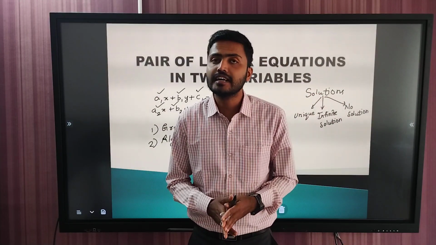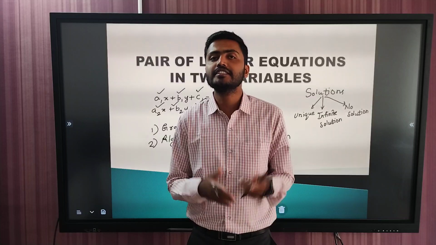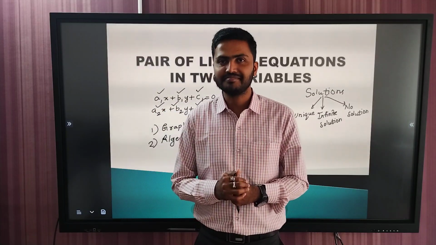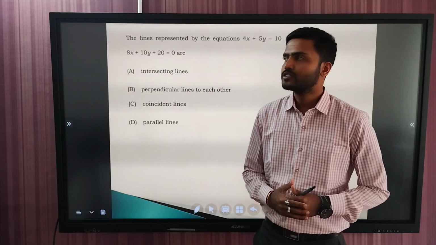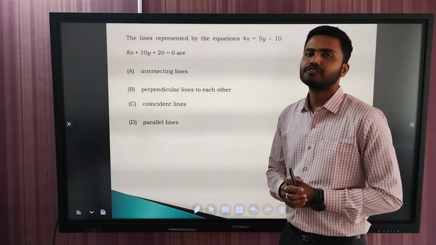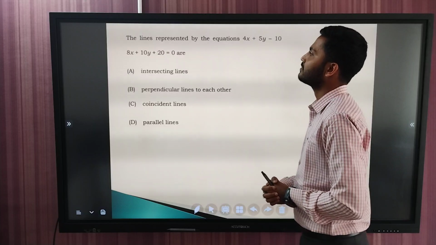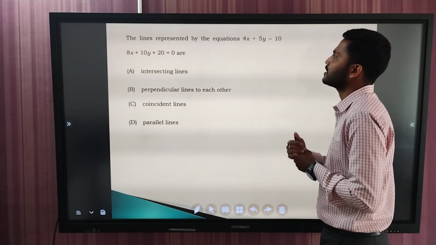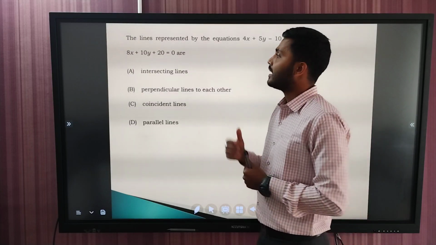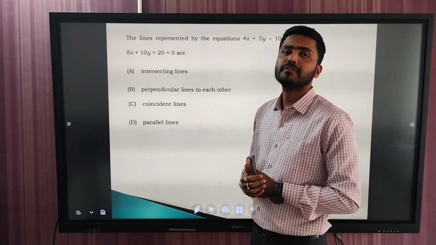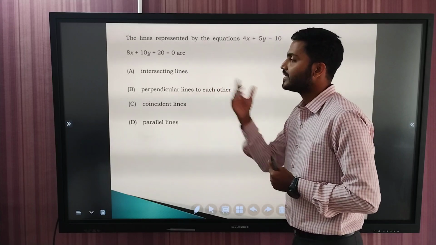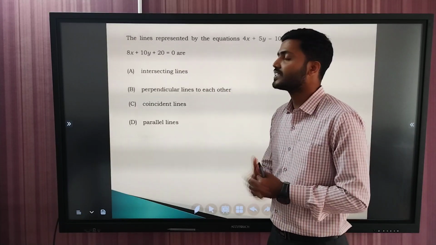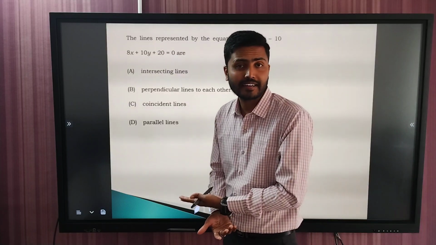Now let us start with some interesting questions which we are going to focus on for the examination. Alright, let us see the first question of today. The lines represented by the equations 4x plus 5y minus 10 and 8x plus 10y plus 20 are: intersecting lines, perpendicular lines to each other, coincident lines, or parallel lines?